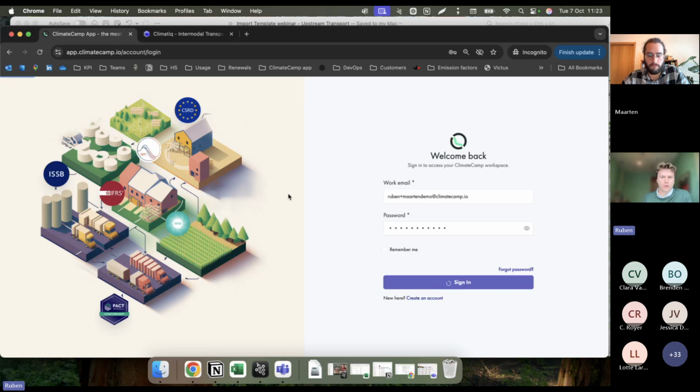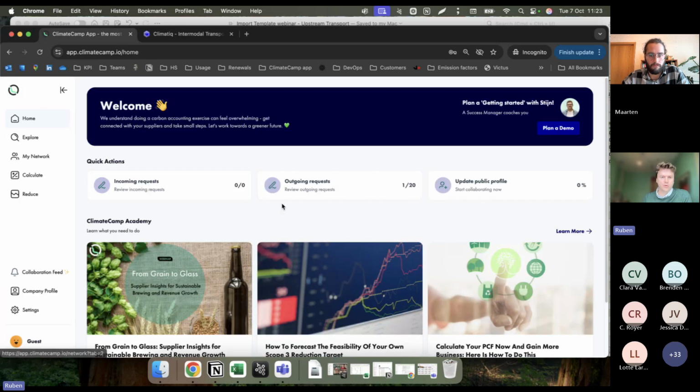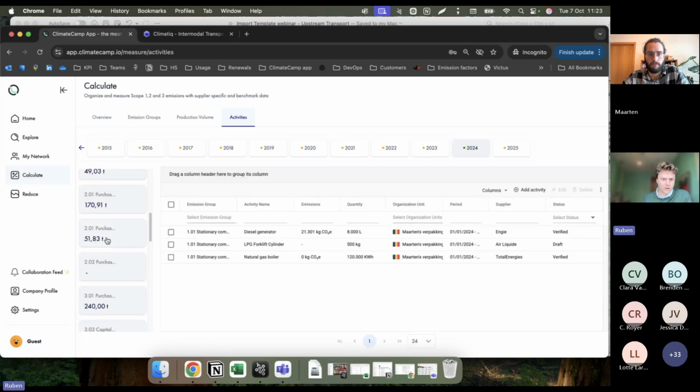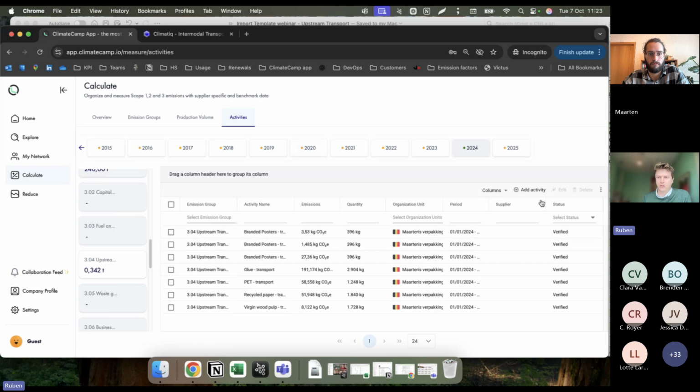Today, of course, I'll be focusing on the calculation of upstream and downstream transportation emissions, which is mainly allocated in the calculate section. So as you see, I'll now focus here on the calculate section where it is possible to upload transportation activities. So once your boundaries are set, once you have gathered your data, you can upload this data into Climate Camp. This upload can happen both on a line-by-line item or using an Excel template.